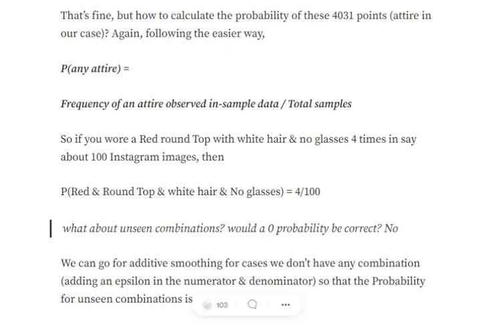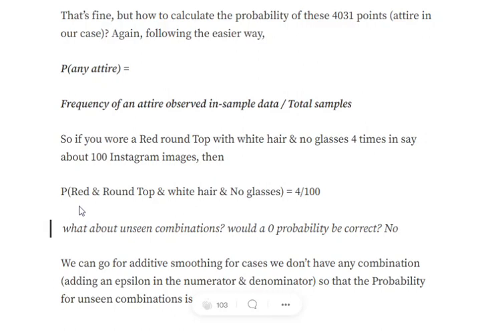To calculate the probability for any particular attire, we should calculate the frequency of the attire coming in upon the total number of samples, right? So this is the basic mathematics that we follow. For example, if I wish to calculate the probability for red and round top plus white hair plus no glasses, it equals 4 upon 100, because 100 is the total samples, the total images that you have, and this particular combination comes 4 times in these 100 attires, right?